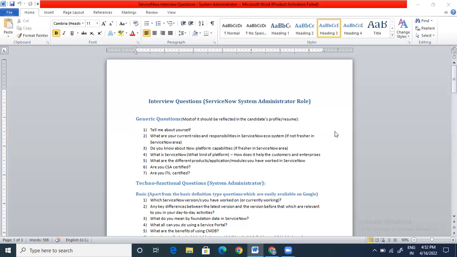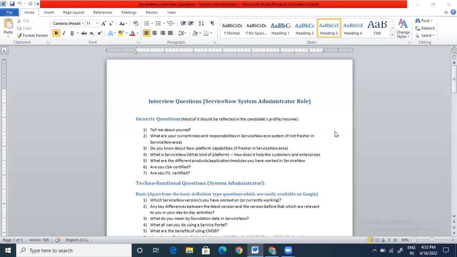Now, the next question is, what is ServiceNow? What kind of platform is it? How does it help the customers and enterprises? Now, maybe you might have done a basic system administrator role, so you might struggle to answer this question. But if you remember, when we took the first class of ServiceNow, the overview, we talked in detail about how it helps customers and enterprises.